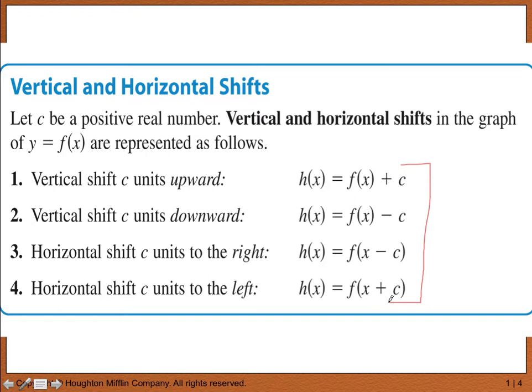So a vertical shift of c units upward is h of x. h of x simply indicates the child function, so to speak. f of x is the parent. So you add a constant to the parent in order to get a vertical shift upward. You subtract a constant from the parent in order to get a vertical shift downward. You subtract a constant within the parent function in order to get a shift of c units to the right, and you add a constant within the function in order to get a shift of c units to the left. Okay, so make sure you write down this chart here.